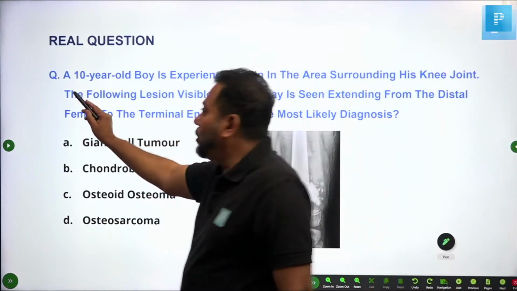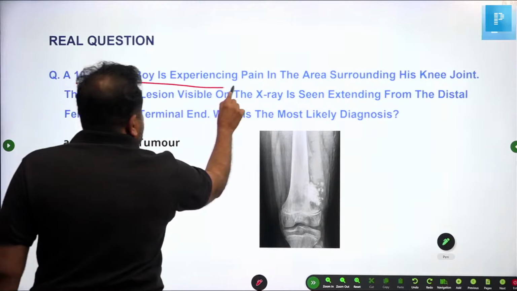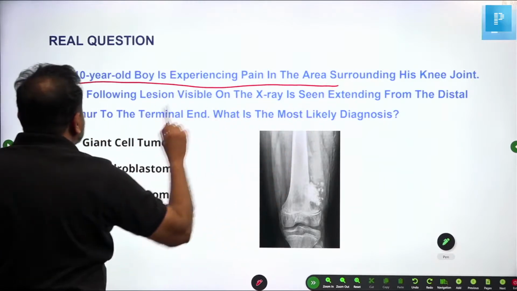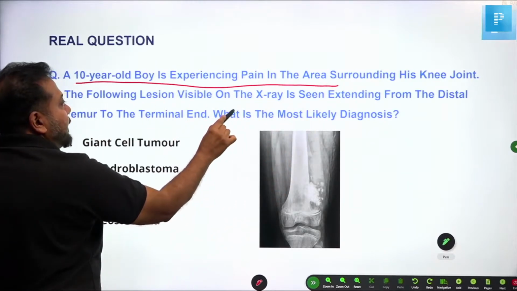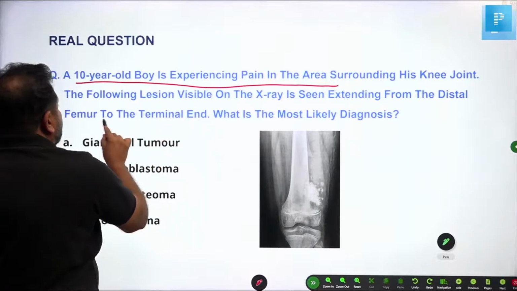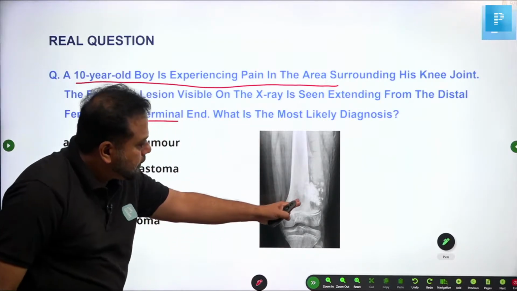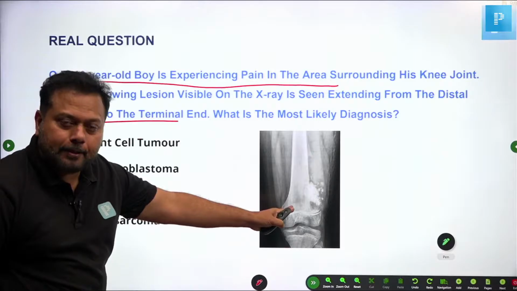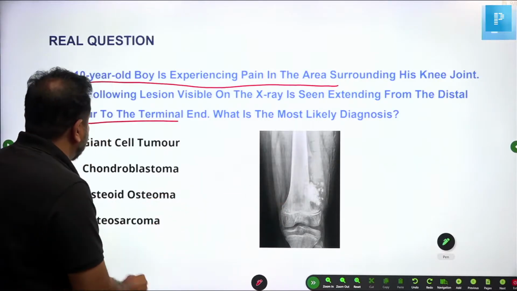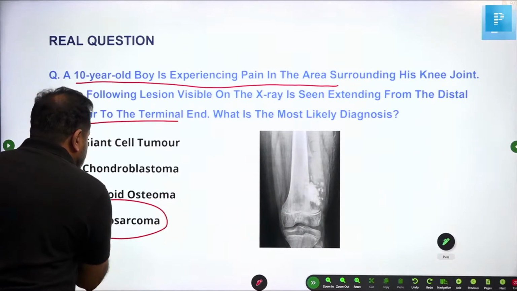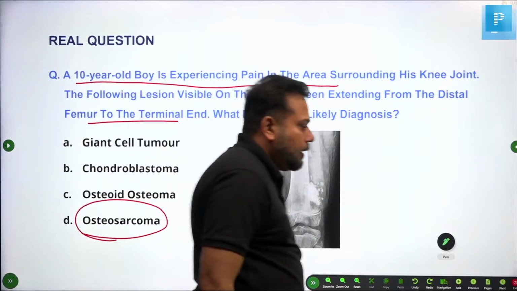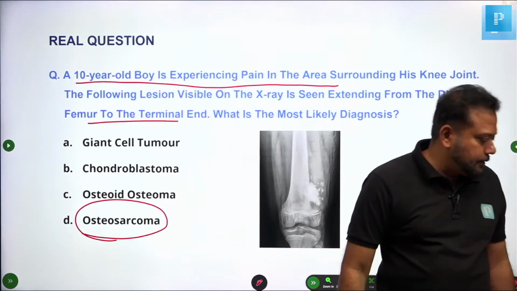A 10-year-old boy is experiencing pain in the area surrounding his knee joint. The following lesion visible on the X-ray is seen extending from the distal femur to the terminal end. What is the most likely diagnosis? This is the classical sunburst appearance. So this is a case of osteogenic sarcoma.